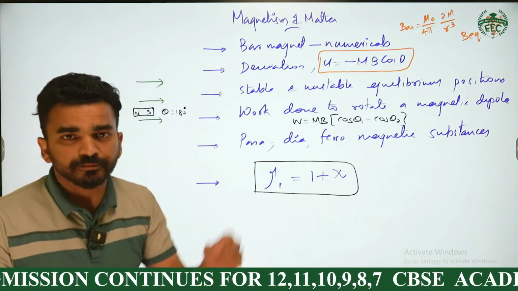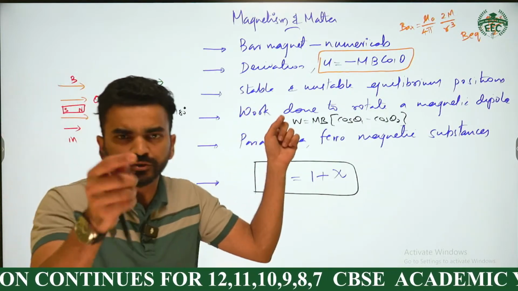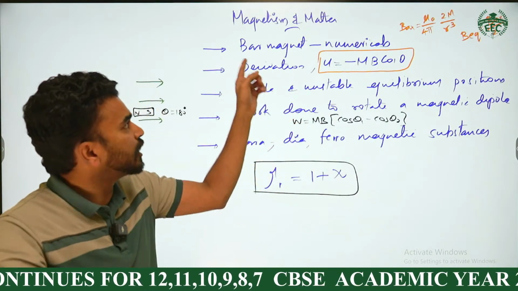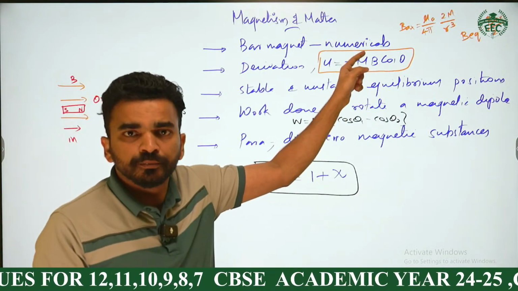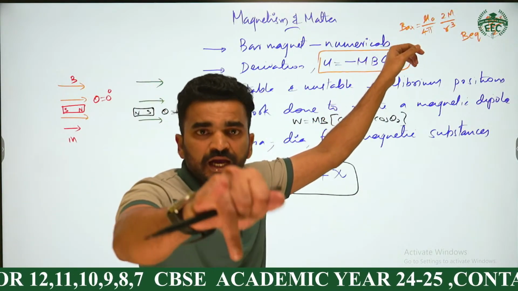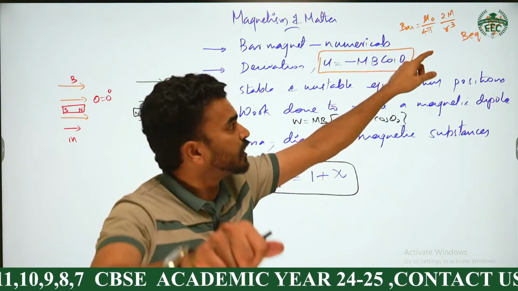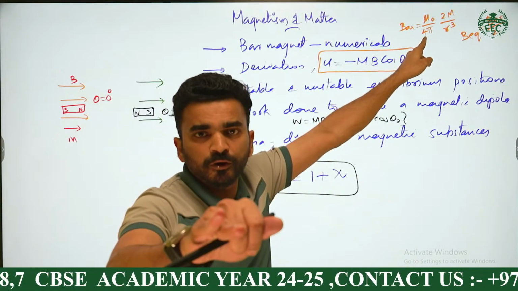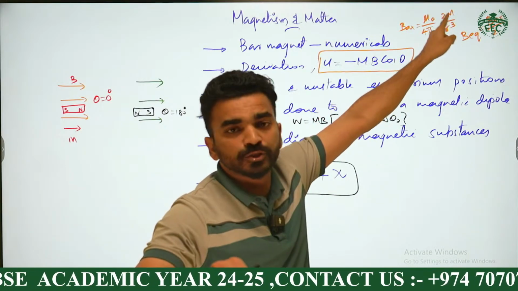The next one, magnets and matter. What do you want to learn from here? Small lesson only, just less weightage. Look at this: bar magnet and numericals. Means what? Bar magnet properties. Okay, what are the properties of a bar magnet? And the axial field formula: mu 0 by 4 pi, 2 m by r cube.